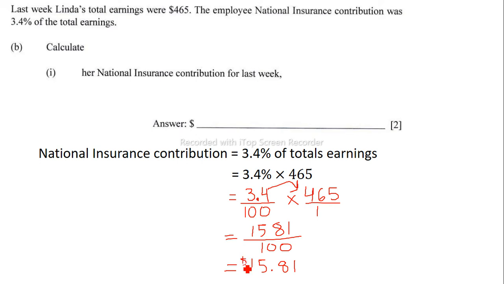Now, there's an easy way to think of it because we divide by 100. We have 1581, and all we're doing is moving the decimal place twice to the left, so it's going to be 15.81. That's the correct answer here. Her national insurance contribution for that week was $15.81.